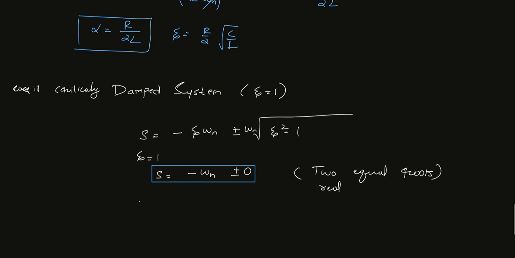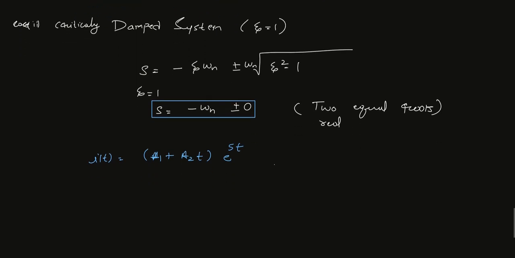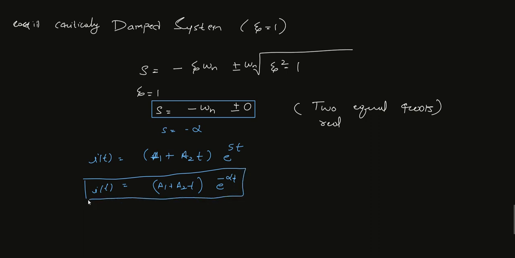As you know, if the roots are real and equal, then the solution is i of t equal to, this is simple mathematics, a1 plus a2 t into e power of st. Here, in place of s we have minus omega n, so in general this is written as a1 plus a2 t times e power of minus alpha t. So this is the solution for the current, or the response, in the case of the critically damped system.